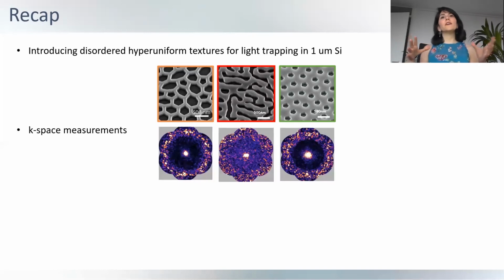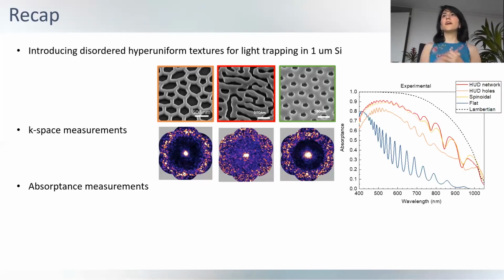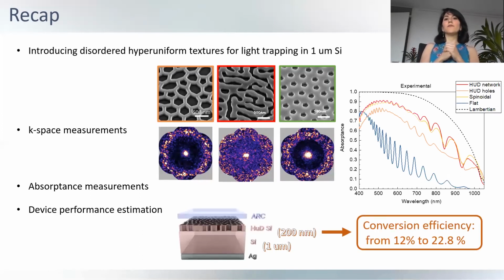So we have seen this ring in K-space, which is the range of angles that the light will be trapped in. We measured the experimental absorption, and we could see that that's actually the case. And we looked at device performance and how much it can be improved, and that's actually quite a lot of improvement, from 12% to almost 23%. And that is really good.